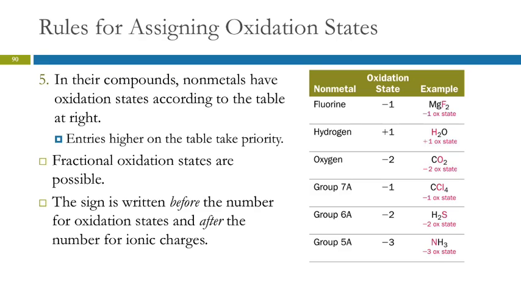Well, they can't all have what they want. And so we have a list of priorities. Fluorine gets first choice, then hydrogen, then oxygen, then 7, 6, and 5 by groups.